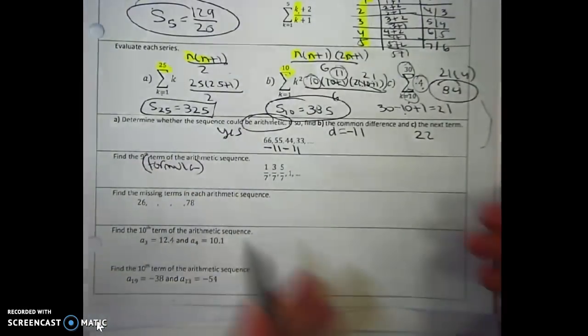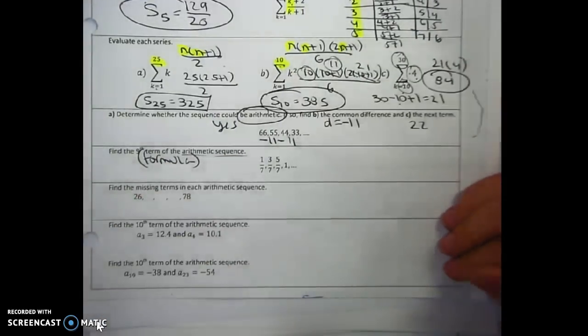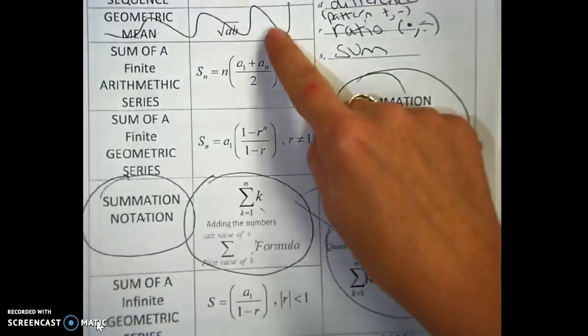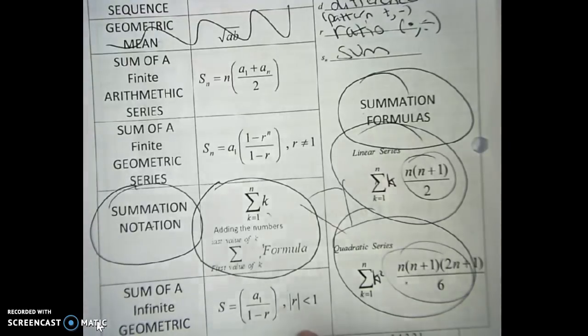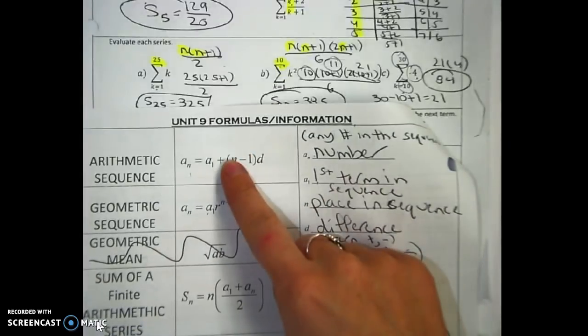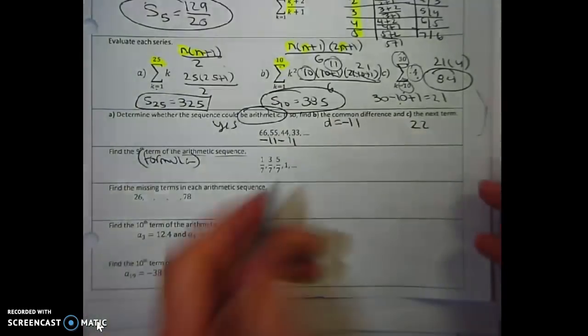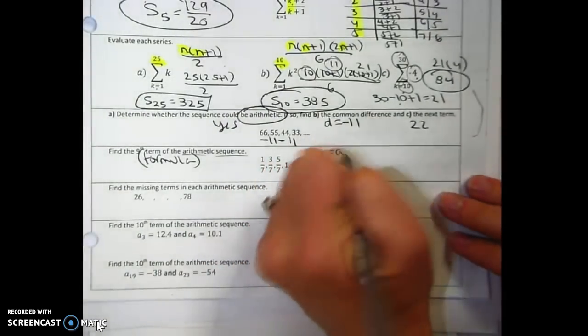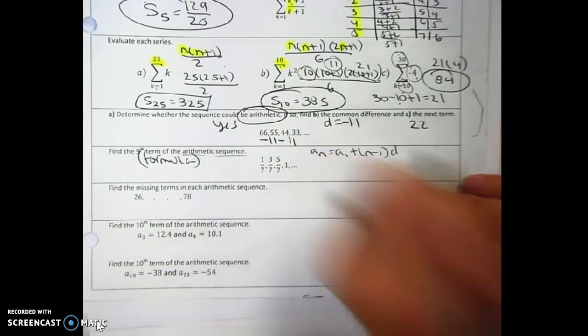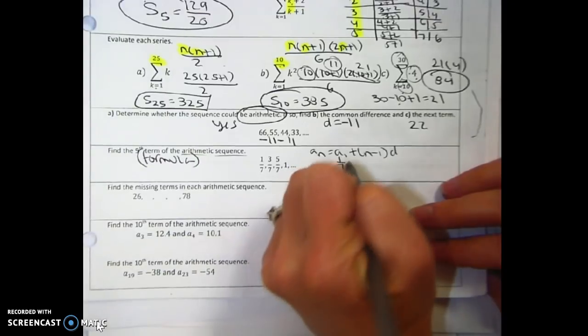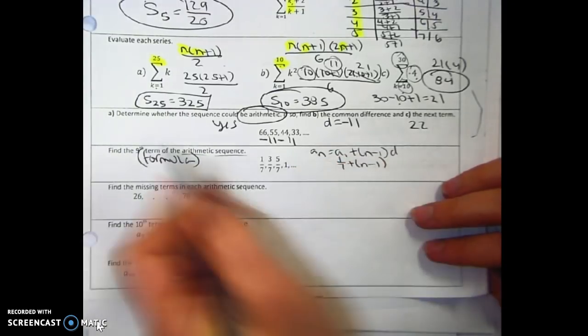Okay? So anytime I see arithmetic sequence, I'm not going to use any of these ones. These all have S's. S means find the sum. So I'm going back here. A sub n equals A1, n minus 1 times d. First term plus n minus 1 times the pattern.